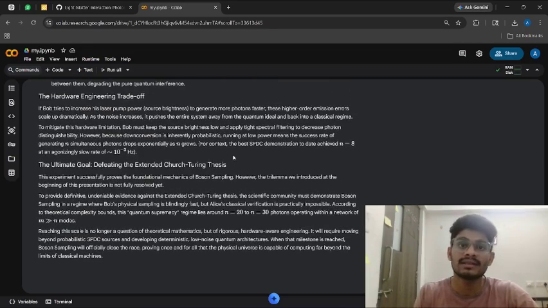So, if I summarize this entire section in one sentence, it would be this. The experiment already confirms the correctness of the boson sampling mechanism in small systems, but the final challenge is to scale it into a regime where classical verification breaks down and the extended Church-Turing thesis can be tested directly. And that is why these experimental results matter so much. They do not end the race yet, but they show that Bob is clearly running in the right direction.